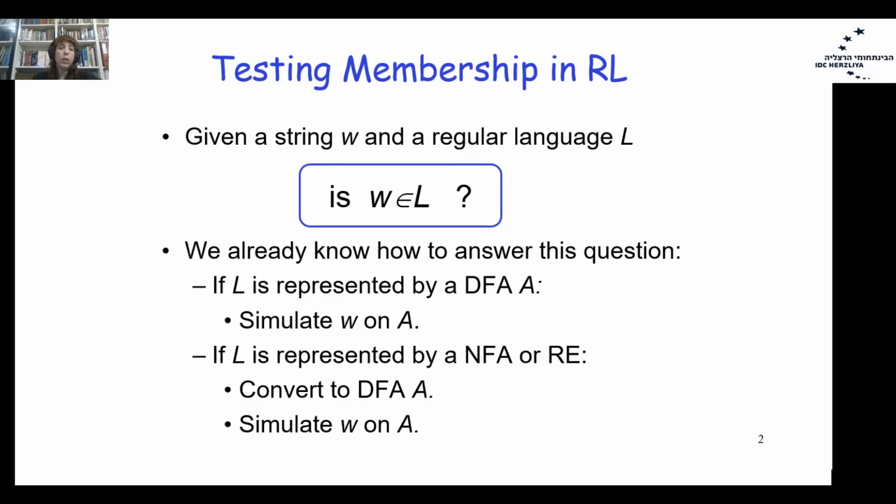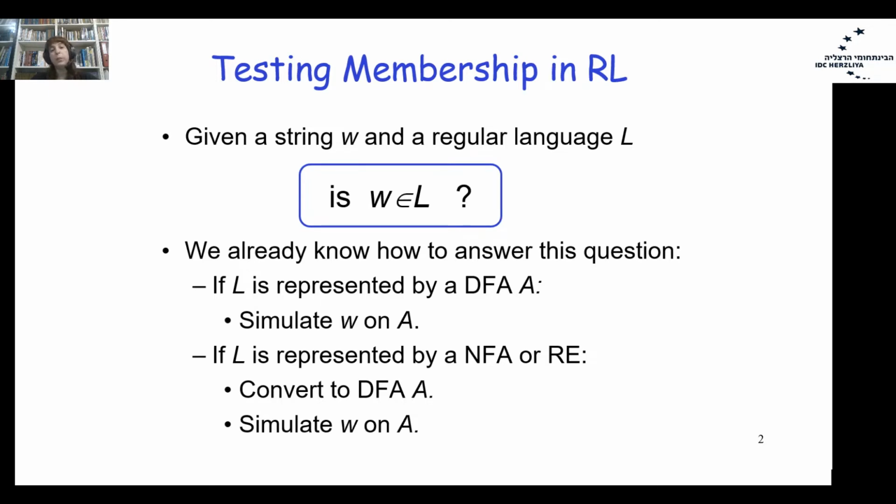Okay, let's start from several questions. Given a string W and a regular language L, how do I know if W belongs to L? Basically, we already did it, and we know that if L is represented by some DFA, then we have to simulate the run of A on W. If the automaton is in an accepting state when we finish reading, then the word belongs to L, and if not, it doesn't belong to L.